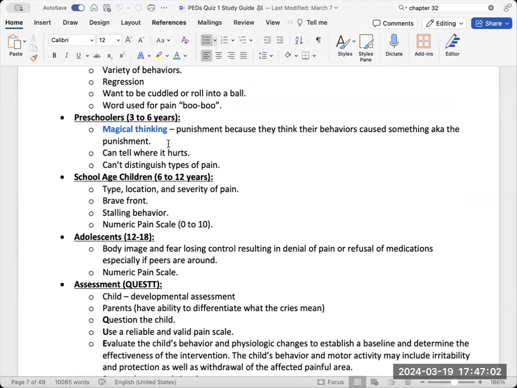But they can't tell you the types of pain. So they could tell you they have pain. They could say, oh, it hurts here, my arm hurts, and they could point to it, but they're not going to be able to distinguish types of pain.